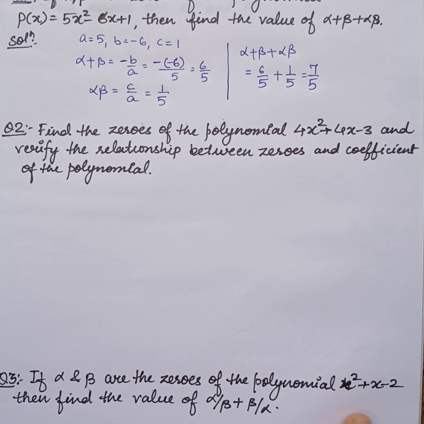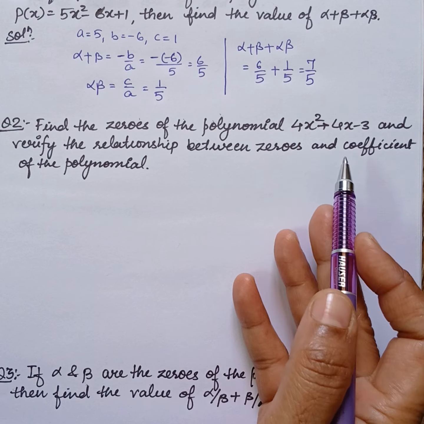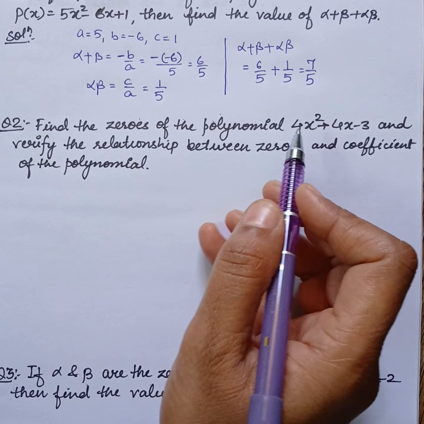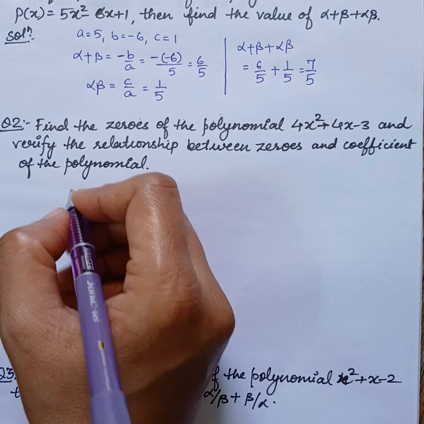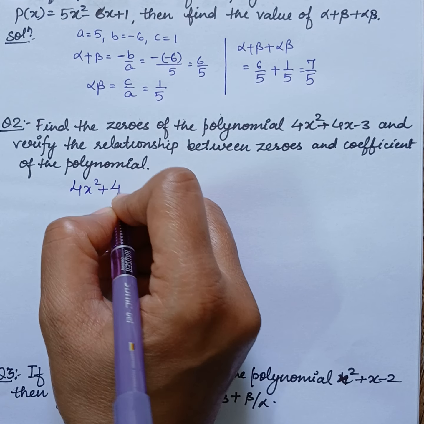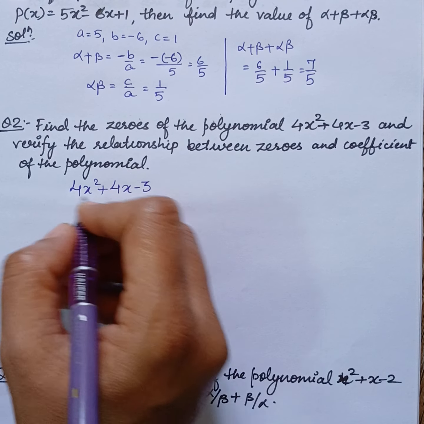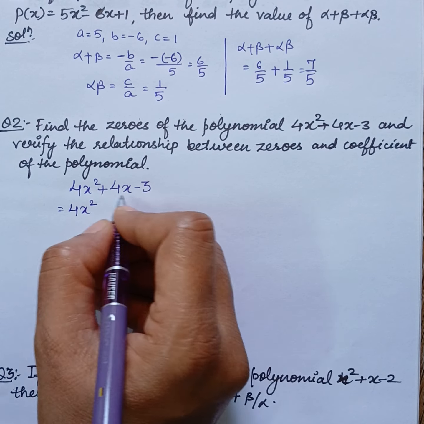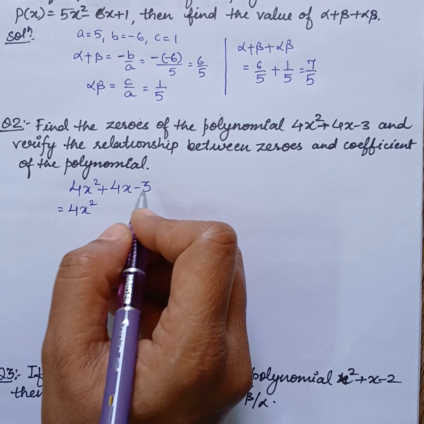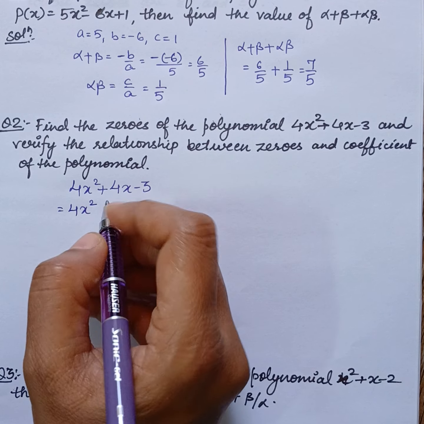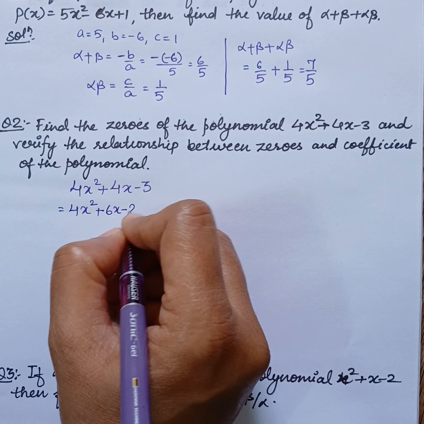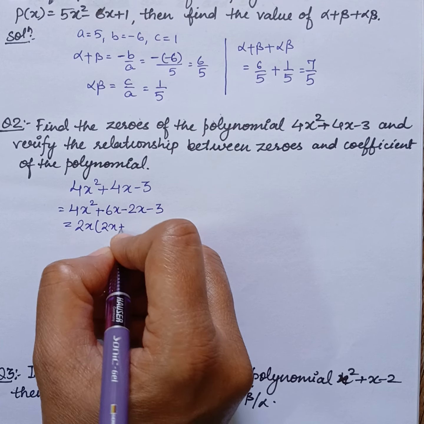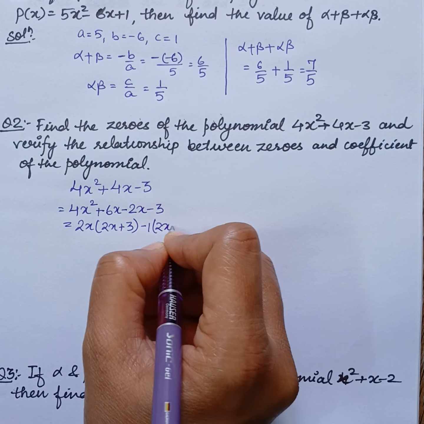Now the next question is, find the zeros of the polynomial 4x² + 4x − 3 and verify the relationship between the zeros and the coefficients of the polynomial. So here, first of all, we will find the zeros of this polynomial 4x² + 4x − 3. It is a quadratic polynomial. So 4 into −3 is −12, and we have to find two numbers whose product is −12 but whose sum or difference is 4. So those two numbers are 6x and −2x. We will take 2x common, 2x + 3, and from here −1 common, 2x + 3.